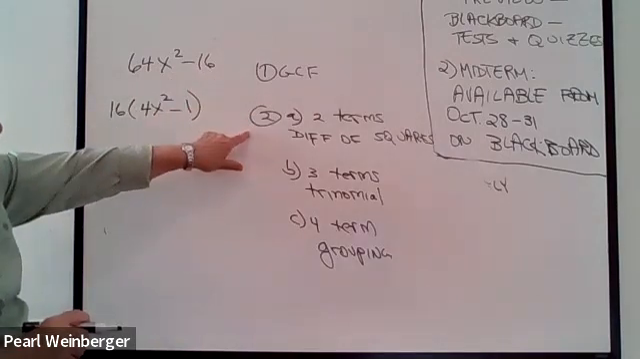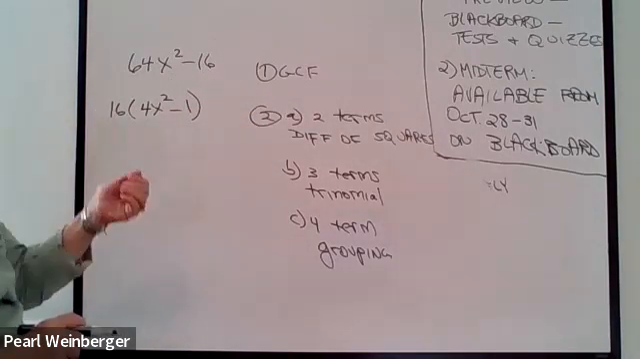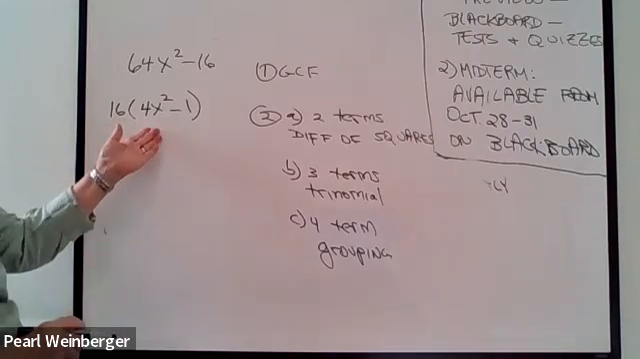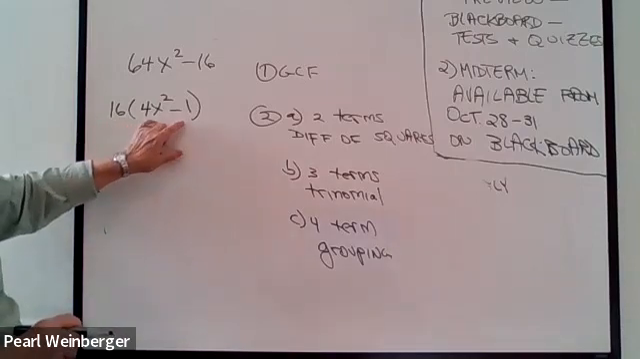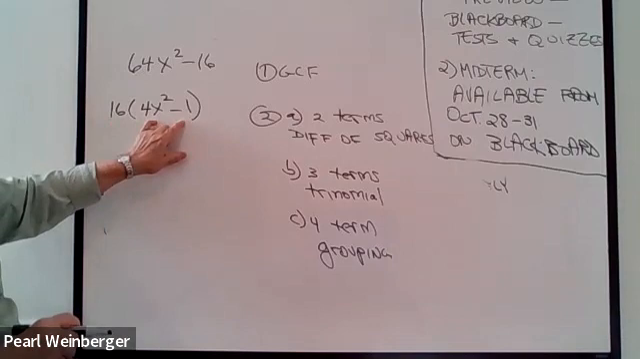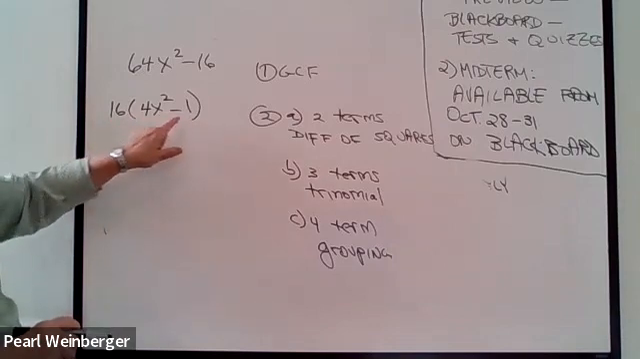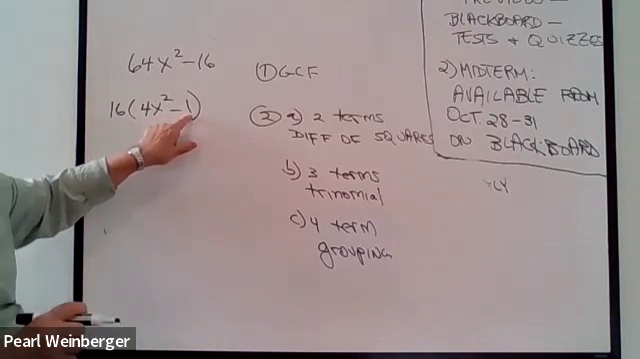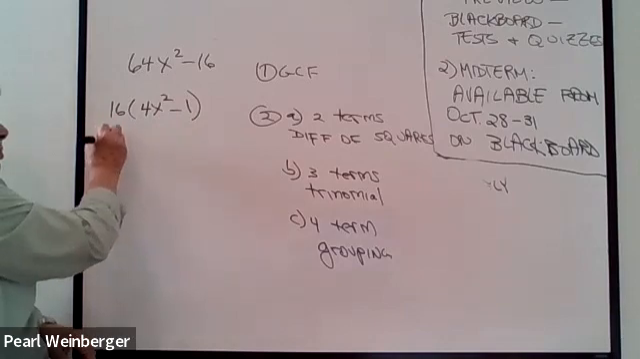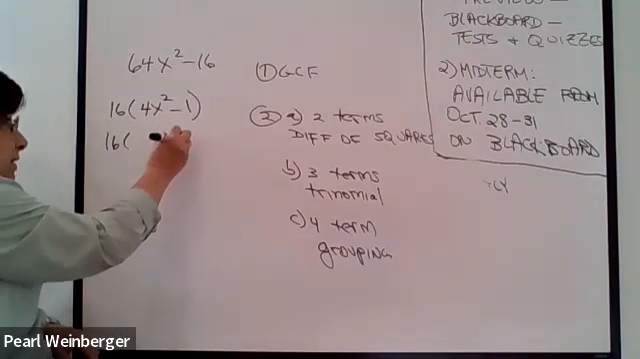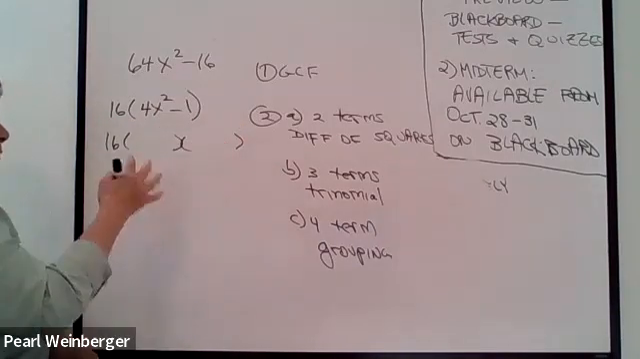Our second step is to decide, do we have 2 terms, 3 terms, or 4 terms? Obviously, we have 2 terms. So we look, is this the difference of squares? Well, this is a perfect square. It's 2x times 2x. And 1 is also a perfect square because it's 1 times 1. So we can factor that further. If it's not the difference of squares, we can't go any further.